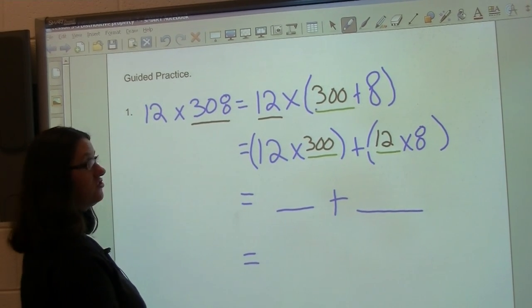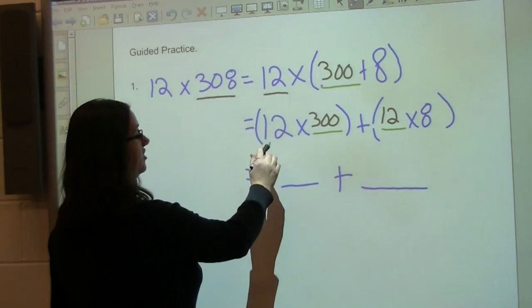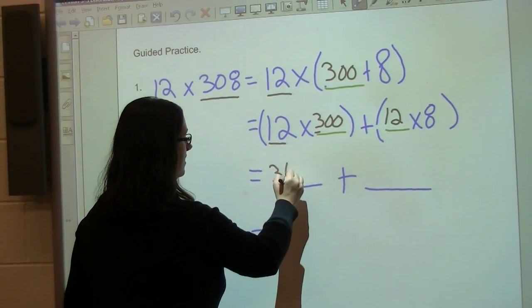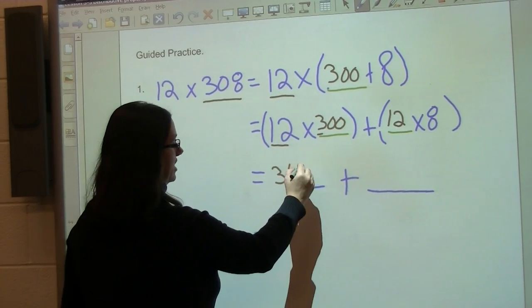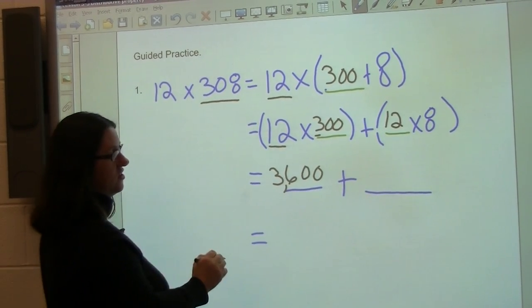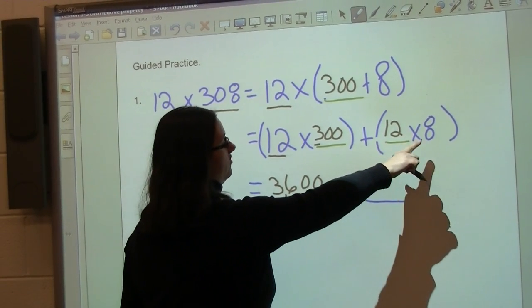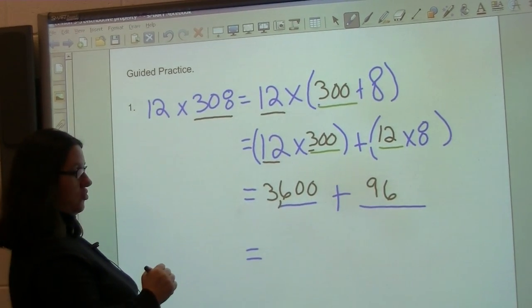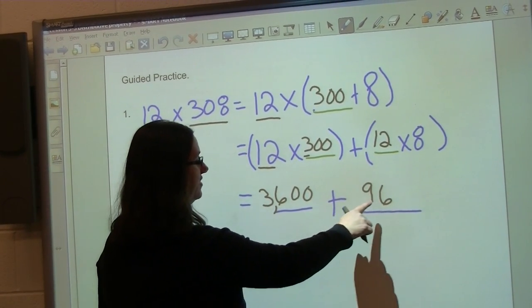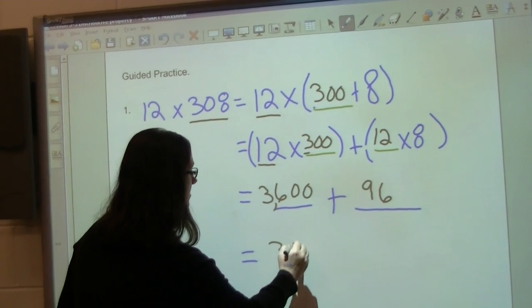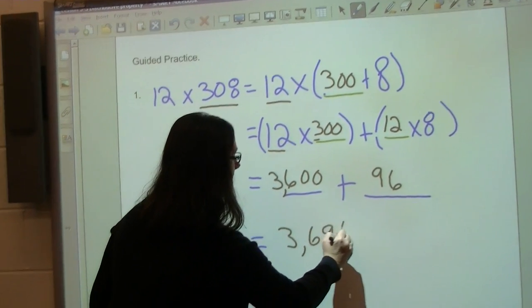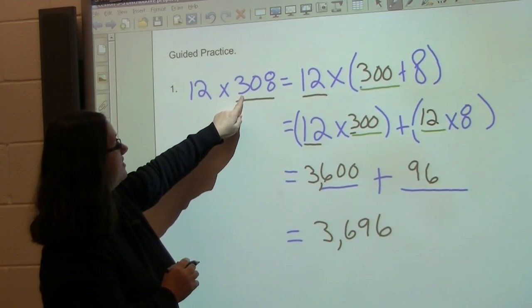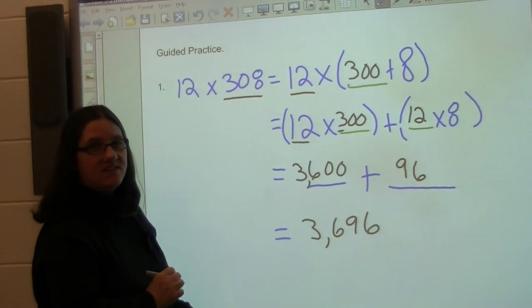Now what we need to do is just solve those products. So what is 12 times 3? Good, 36. Okay, now we go back and count our zeros. How many? 2. Good job. So now we have 3,600 plus, now what is 12 times 8? Good, 96. Okay, and now we're left to do our addition problem. What's 3,600 plus 96? 3,696. So that's how we use the distributive property. You're basically taking the value of each digit and adding it together and multiplying.